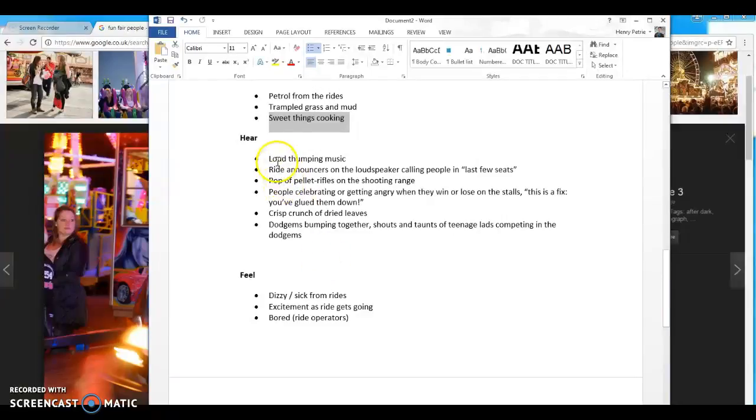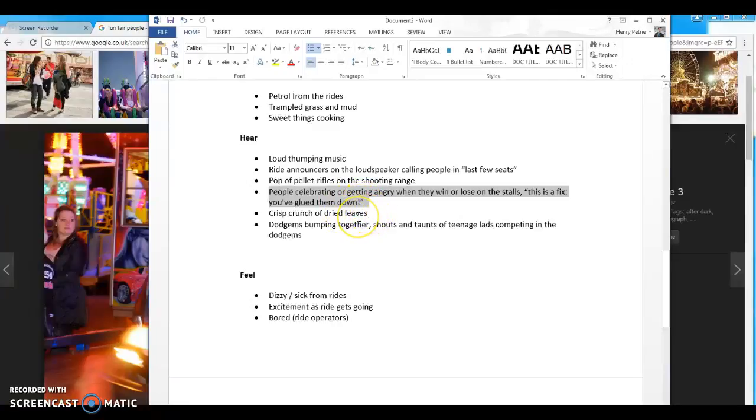In terms of what I can hear, there's the loud thumping music. We've got the ride announcers as they're calling out for people to come onto the ride. I thought about maybe focusing on some of the stalls where people can win prizes. So we might have a shooting range and we've got the pop of the pellet rifles on the range there. And as people win or lose, they're going to be celebrating or getting angry. So you might have one person shouting like, "Yeah, I won," and choosing their prize, and another person is getting angry because they think the game operator's cheating, and actually, maybe they're shouting, "This is a fix, you've glued them down," because they can't win.